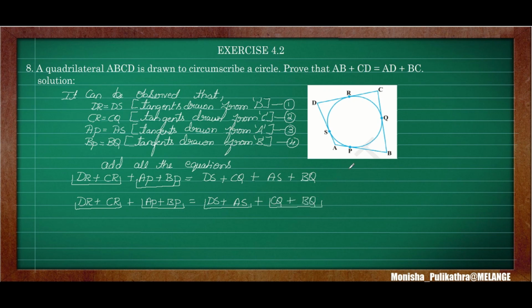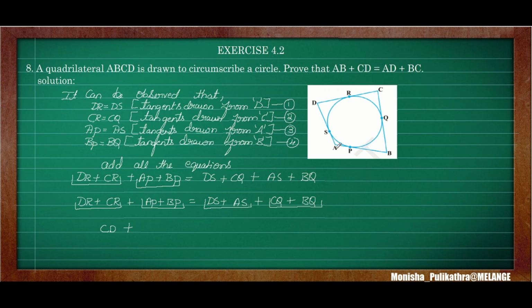Now just watch the diagram here. What is DR plus CR? DR plus CR will be DC. Instead of DR plus CR we can write it as DC or CD, either one. I will be writing CD here because as per the question we need to prove it.